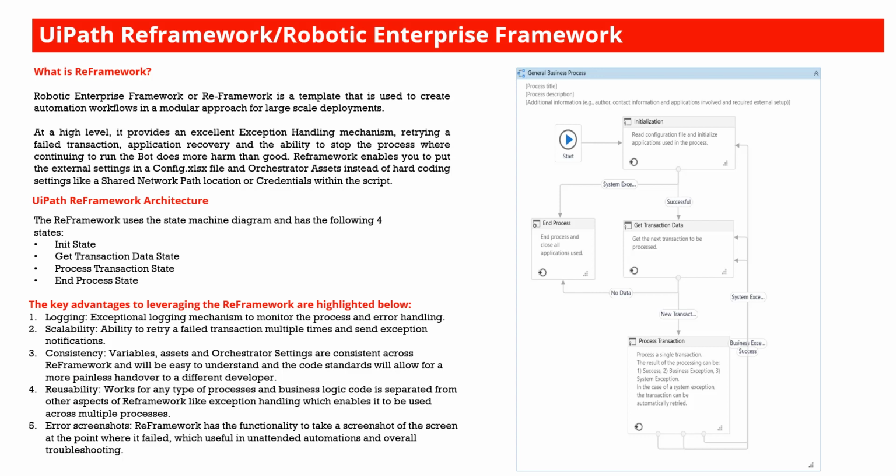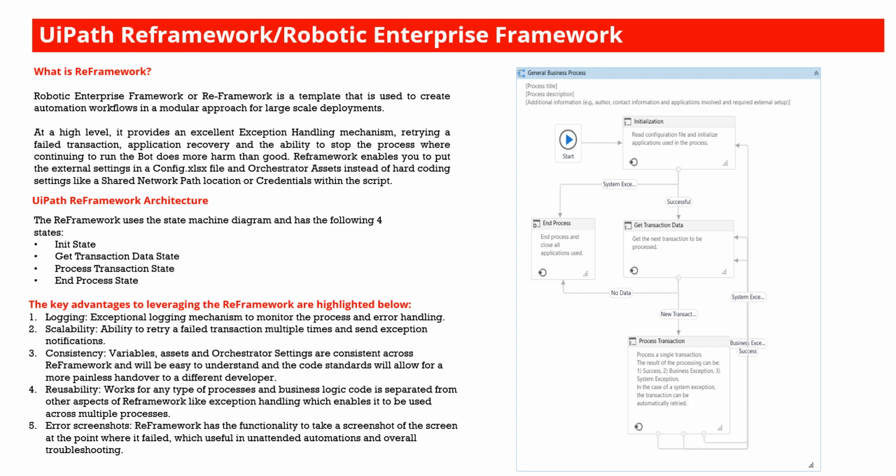These are the 4 states. The init state, we simply call it. So people will ask you, what is the init state? What is the get transaction data state? What is the process transaction state? And what is the end process state? So basically there are 4 states. And then there are transitions. What are the transitions? A transition could be a system exception or a success.